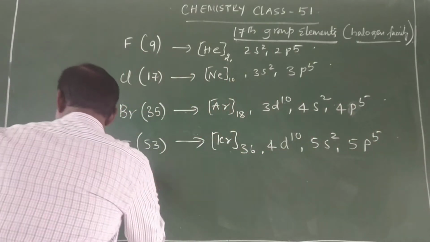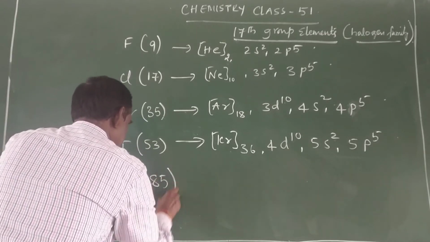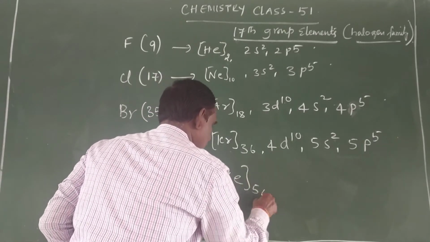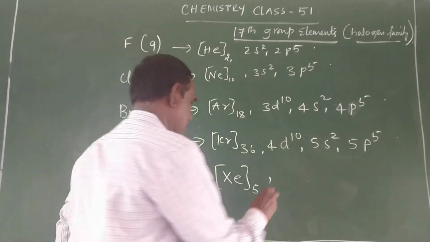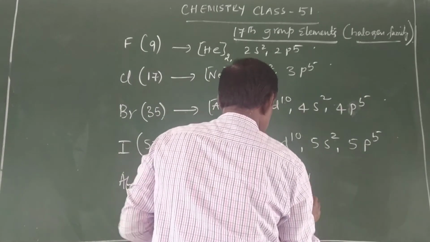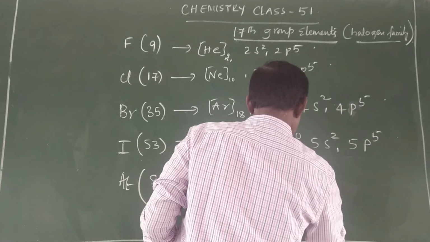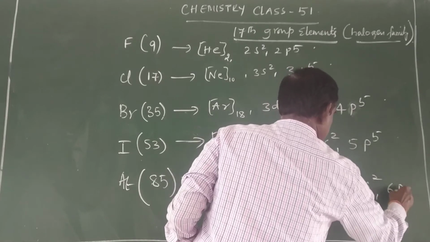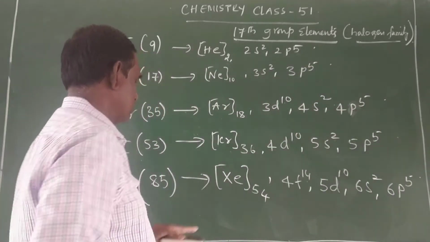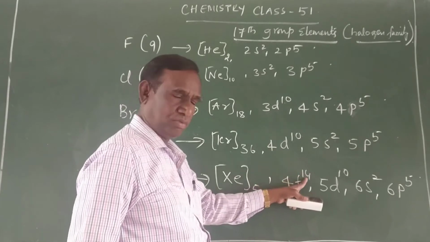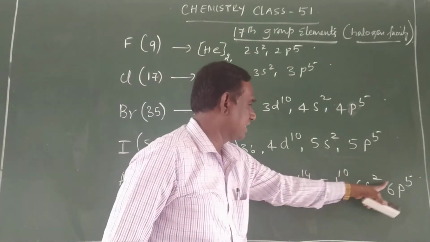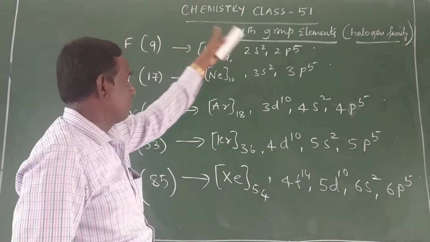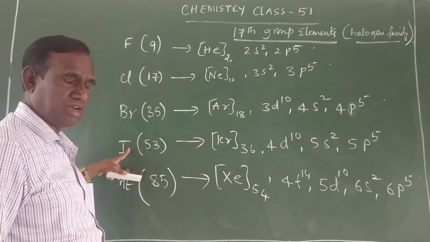Astatine is 85. Here you take xenon, 54. Here the 4f orbital comes into existence: 4f14, 5d10, 6s2, 6p5. 54 plus 14 is 68, plus 10 is 78, plus 2 is 80, plus 5 is 85. This is how we can write the electronic configuration for the 17 group elements: fluorine, chlorine, bromine, iodine, astatine.